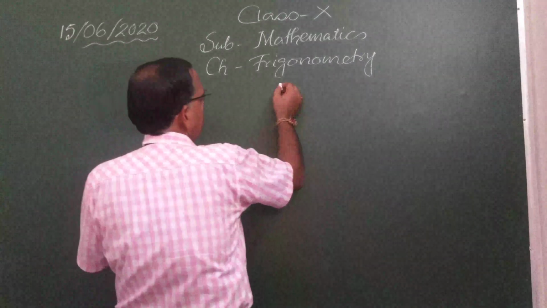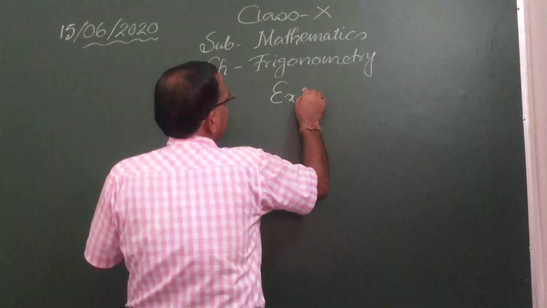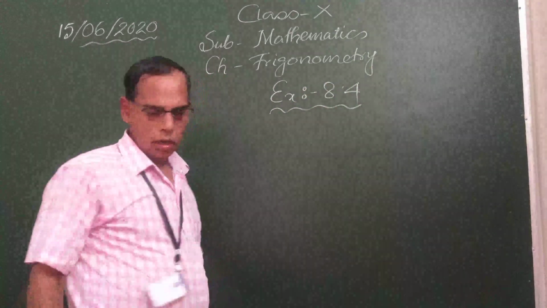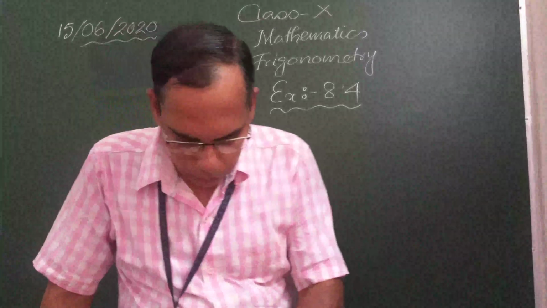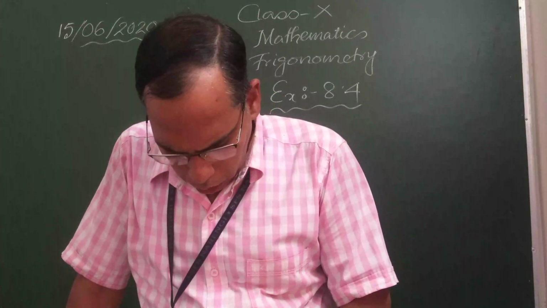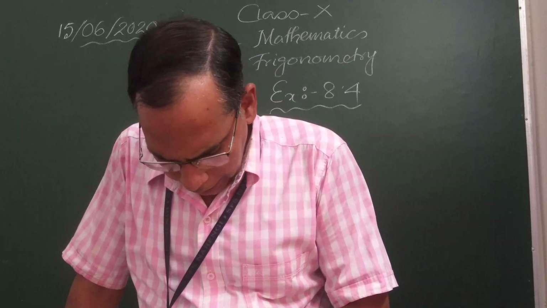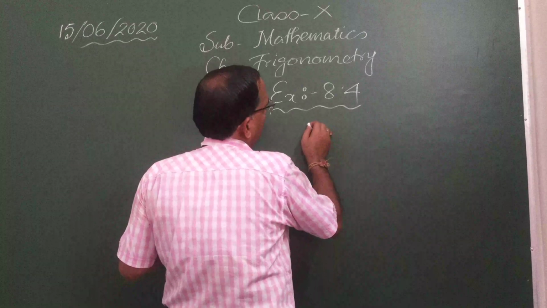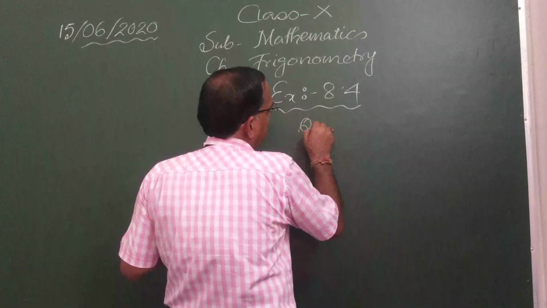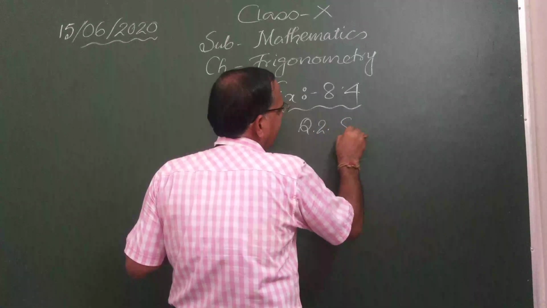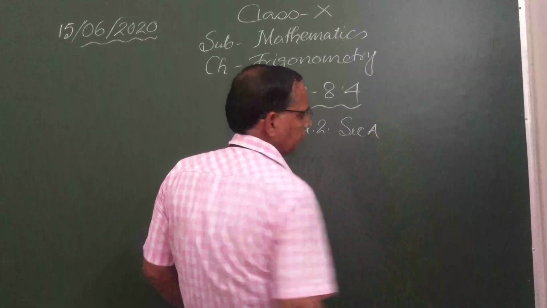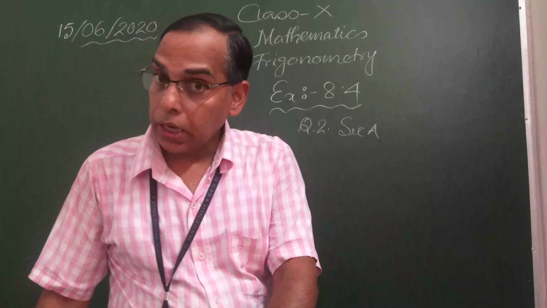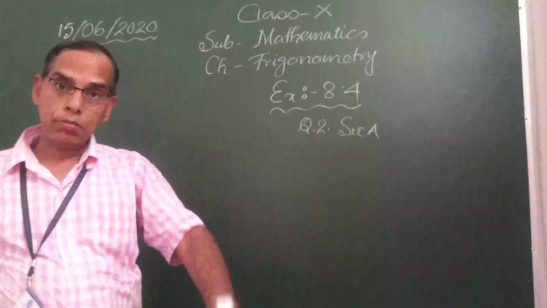Now, exercise 8.4. I have already shown the first question. Now, write all the trigonometric ratios of angle A in terms of sec A. Question number 2, I start. All the other trigonometric ratios in terms of sec A.